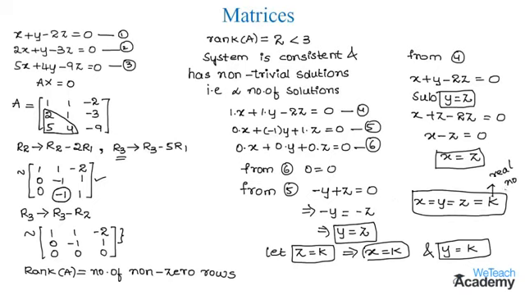Then make a note that if the rank of a matrix A is less than 3, then the homogeneous system of linear equations has non-trivial solutions. Hope you understood the concept.